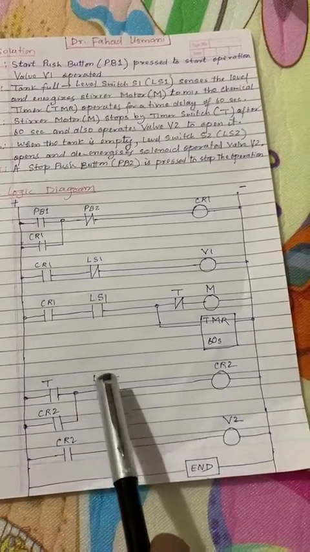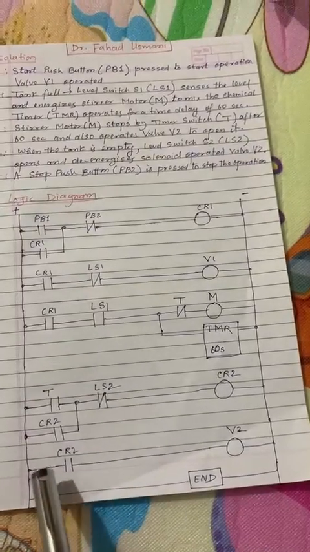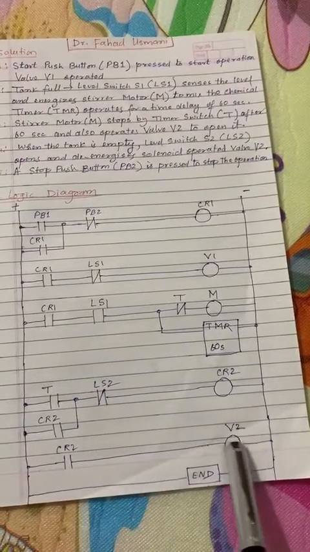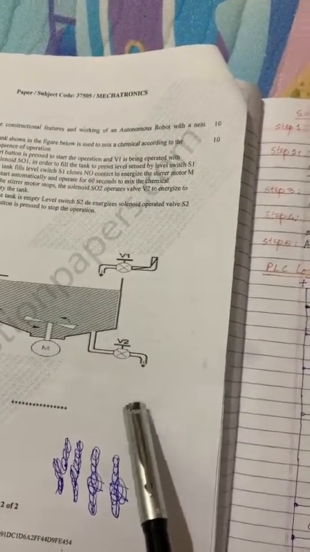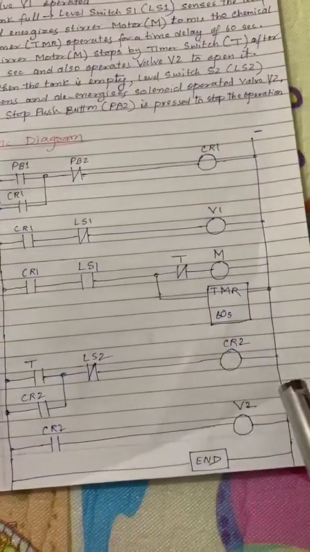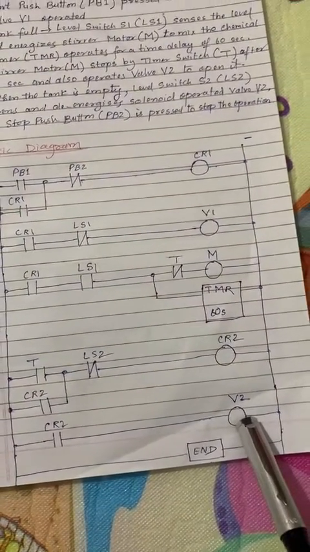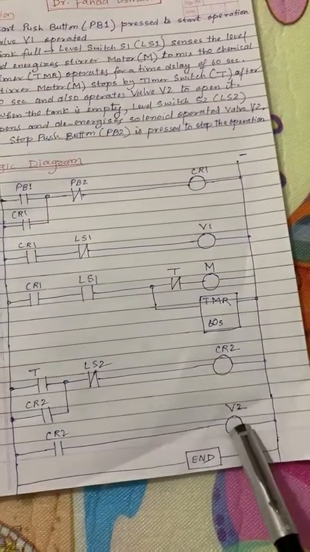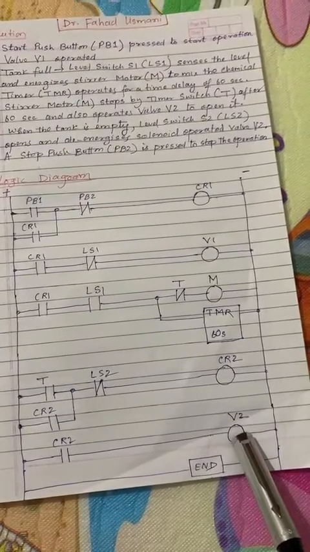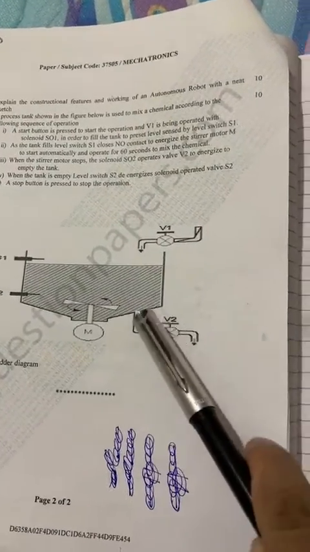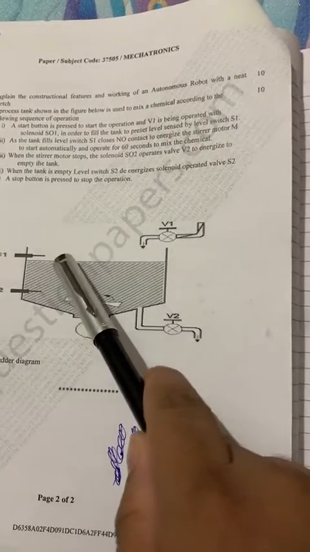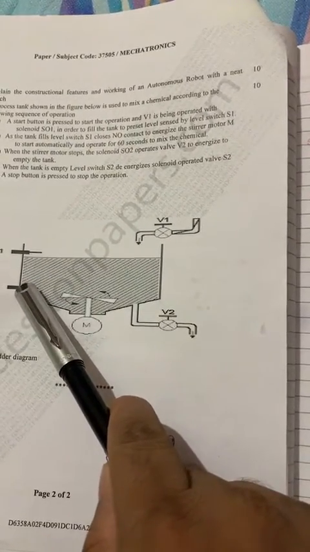Now this is limit switch 2. Why it is attached, you'll come to know now. The current is flowing through this, it goes to V2. Now V2 is opened, this V2, so the chemical starts to flow from here. Current is flowing through V2. Now as soon as we have connected a limit switch S2, when the chemical is going through here and its level comes to S2, this will stop.